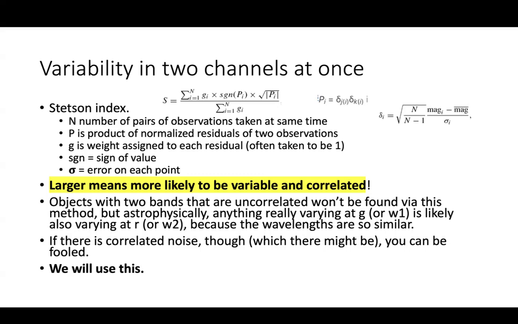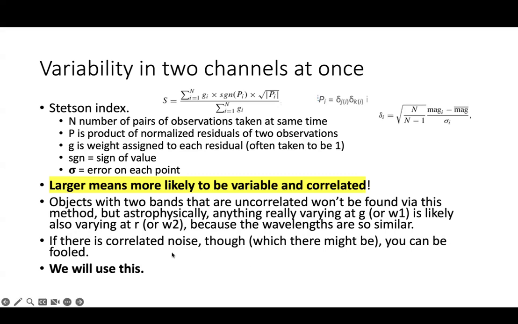But astrophysically, if I have, say, two bands from ZTF at G and R, those are two optical bands that are pretty close to each other. And I don't know astrophysically how to make something vary at G but not at R. If I have two bands from NeoWise, WISE 1 and WISE 2, I don't know how to make it vary at WISE 1 but not WISE 2. So if you have two bands that are close to each other, they better vary together. So Stetson is pretty powerful, because if you've got two bands that are close to each other and the two bands are correlated, they're probably variable.